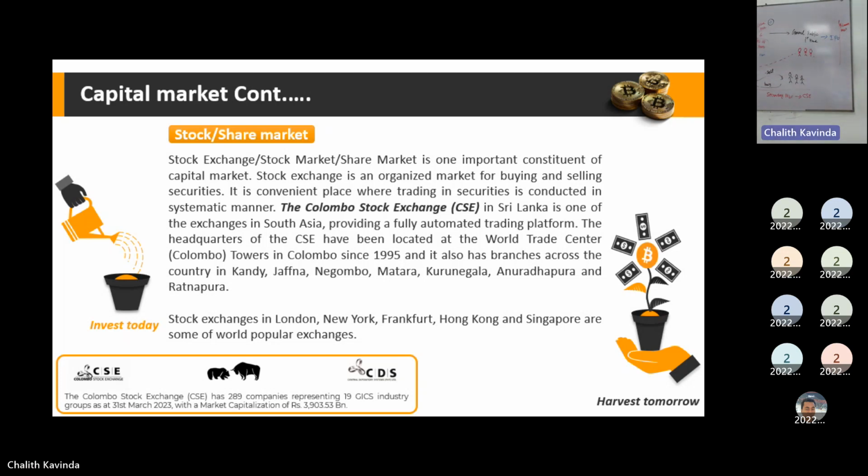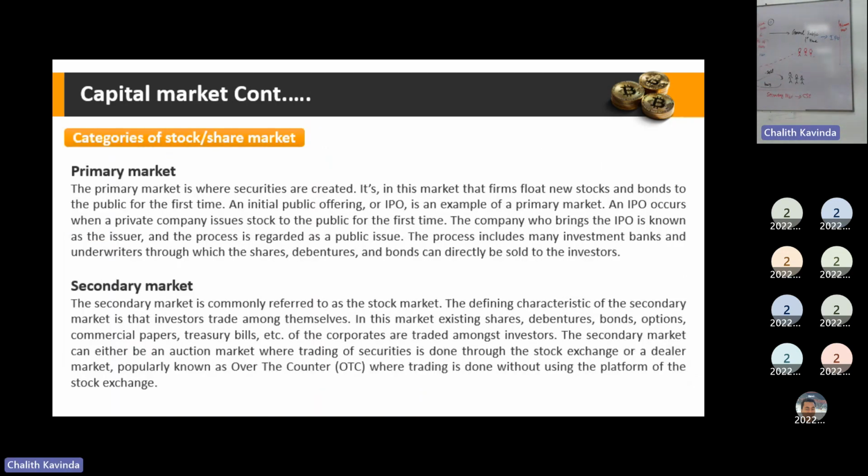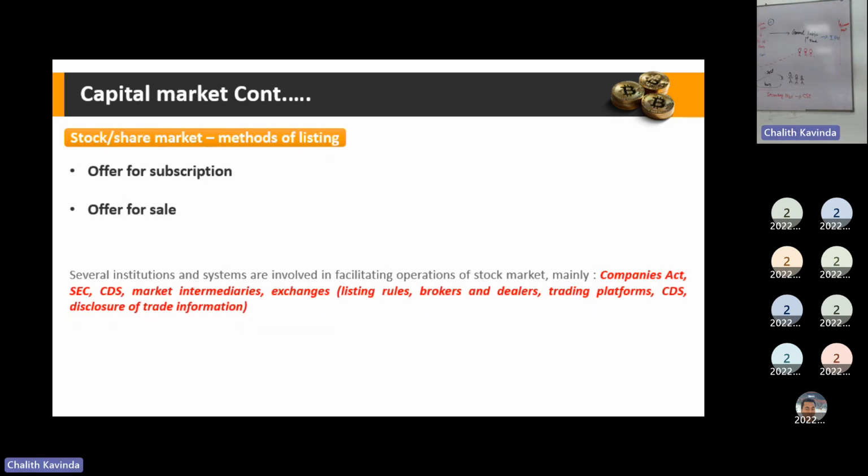So now, you know some basic things about the stock market, which provides the facilities for you to buy and trade shares. Primary market is there, secondary market is also there. Then, methods of listing: how you can get listed in the stock market. One method is IPO. We call it offer for subscription, right? So that is what we discussed.